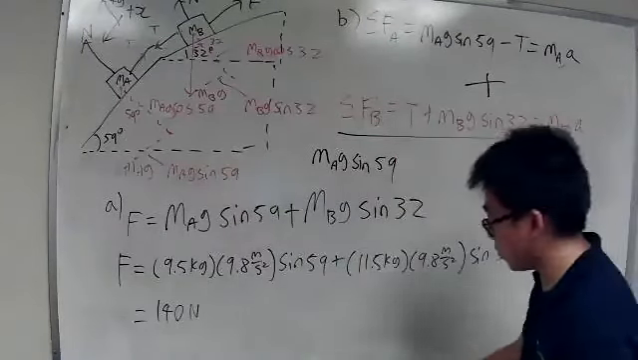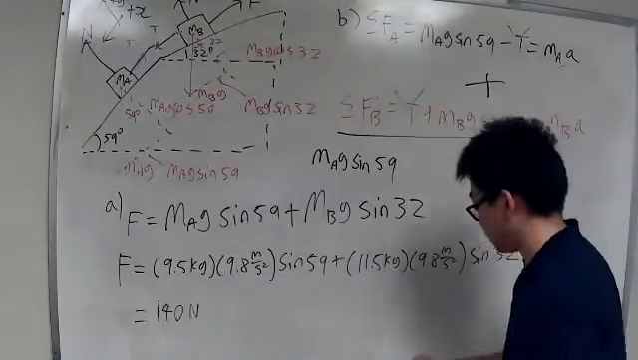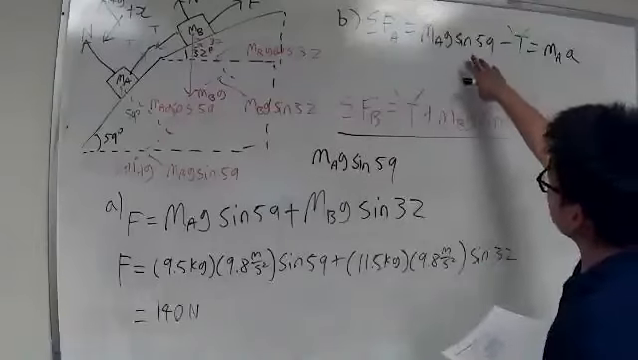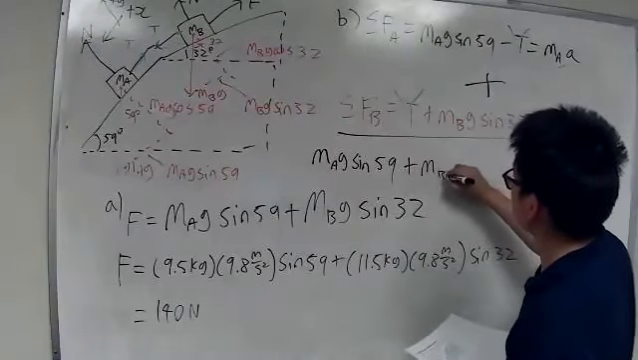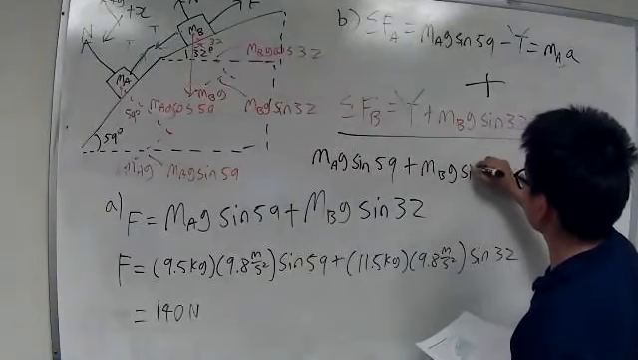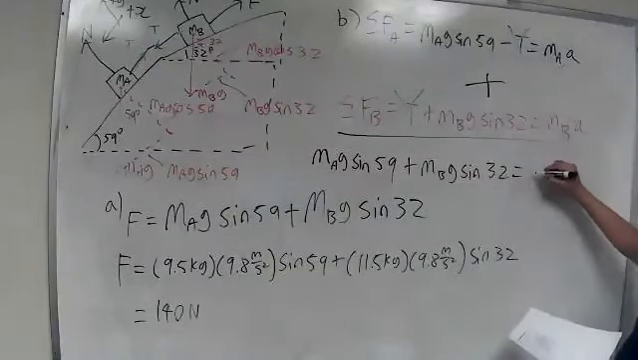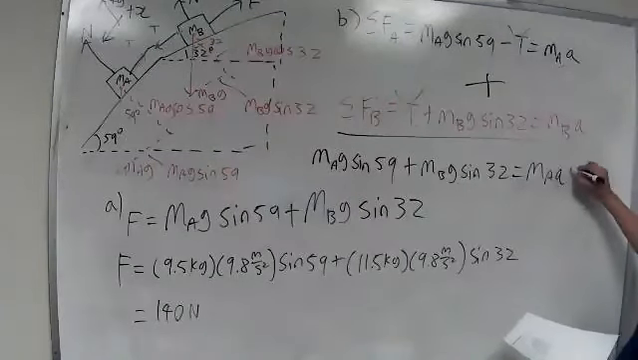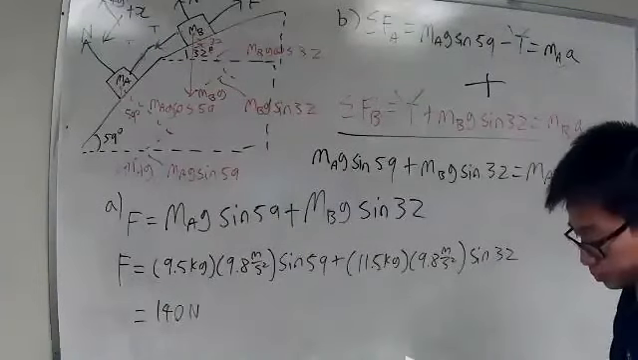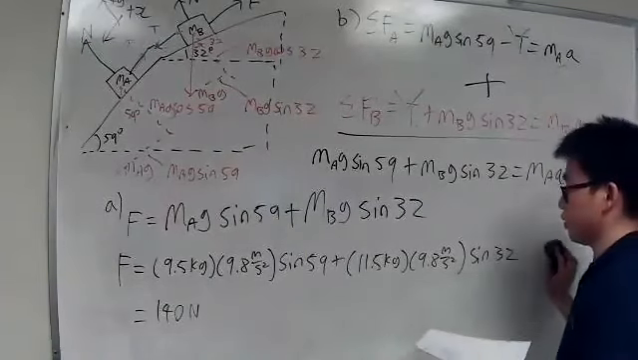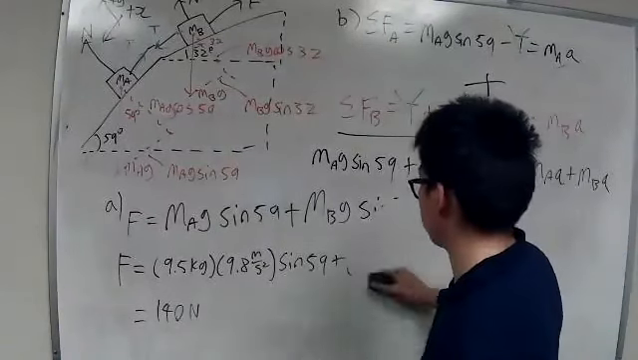Now I add this, so it's clear. This is gone. This is gone. m_B g sine 32. Now I add this. Now it's just this plus that. Can you solve for A? I'm going to erase this just a bit.